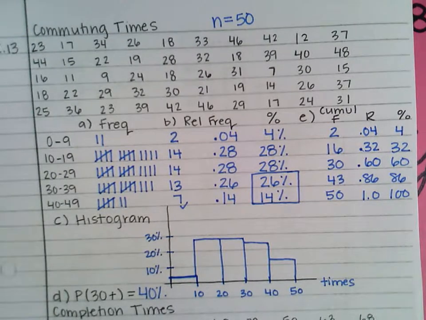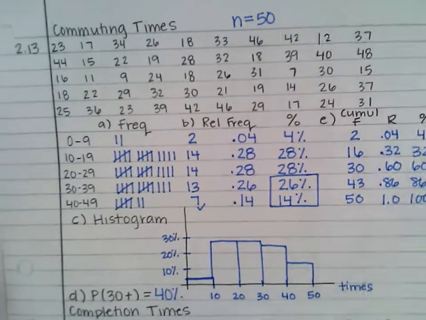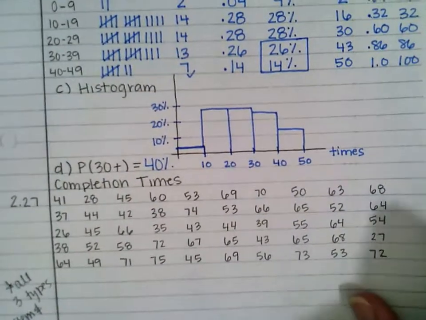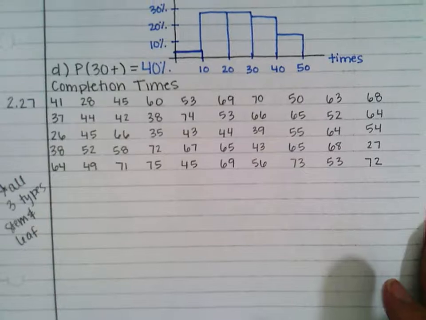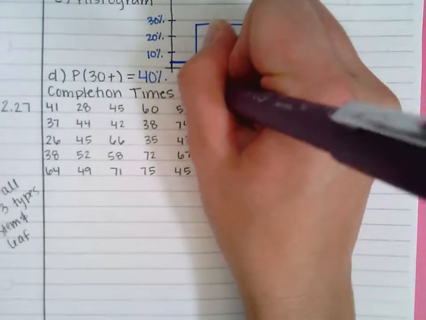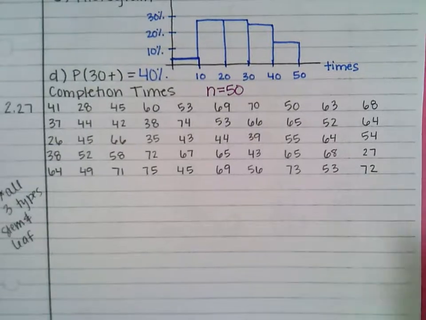All right, our last problem that we're going to do is a stem and leaf plot here. Okay, and that's going to be for some completion times on a statistics exam. So the problem gave these 50 student times, again, n equals 50. Completion times for a statistics exam.